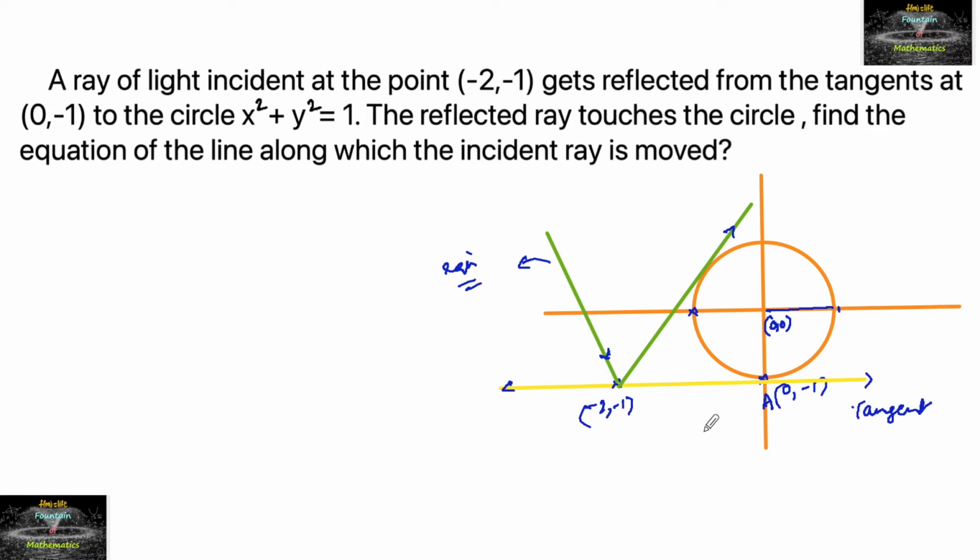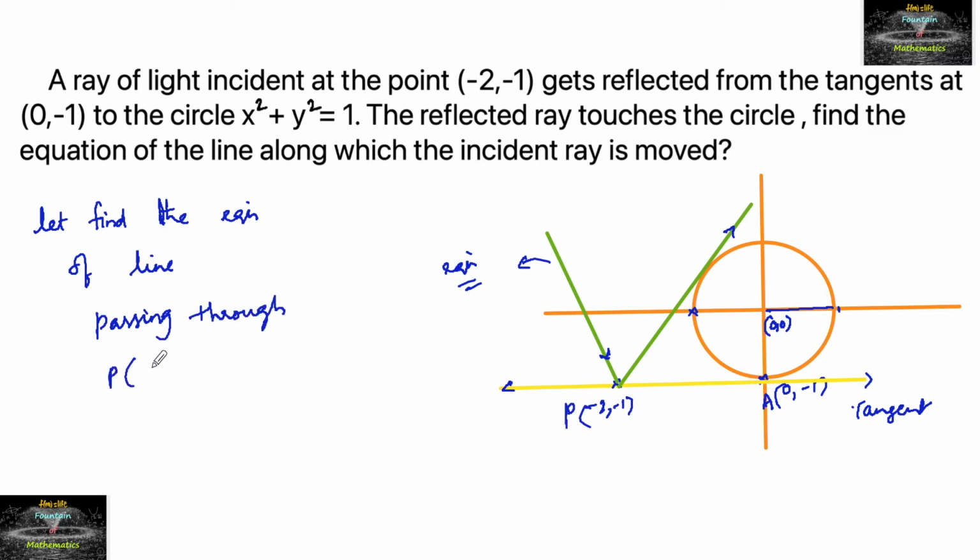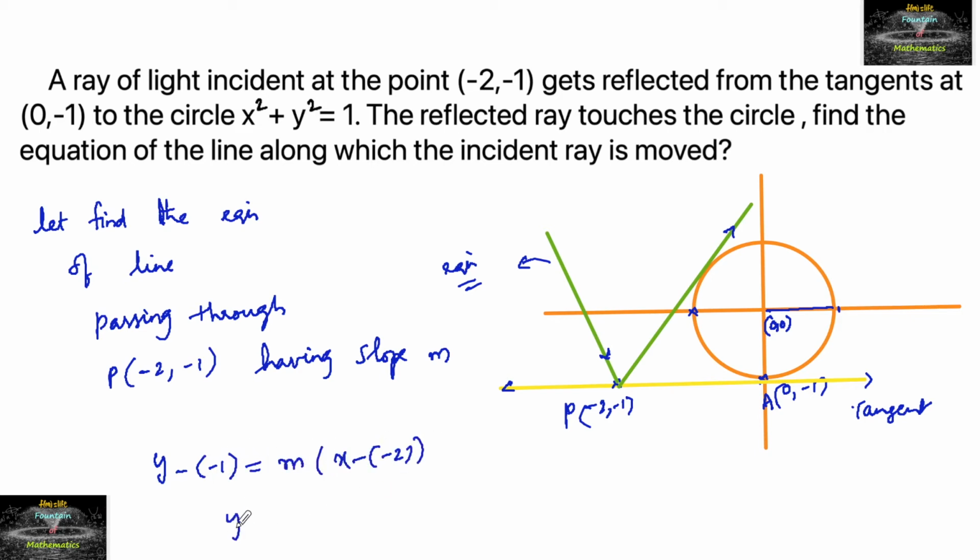Okay, now let's find the equation of a line passing through the point, say this is the point P, -2, -1, and having a slope m. Slope of tangent let us consider to be m. So we have y minus y1, that is y minus of -1 is equal to m into x minus of -2, that is y plus 1 is equal to m times of x plus 2.